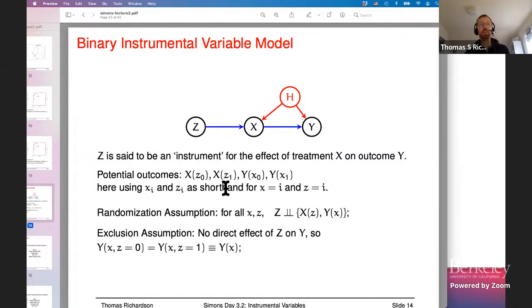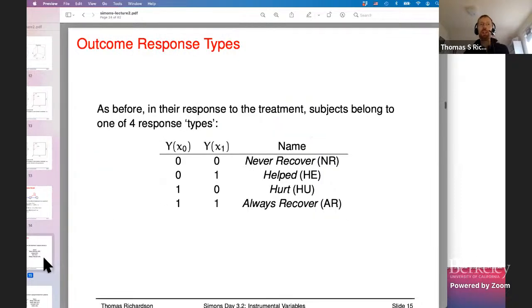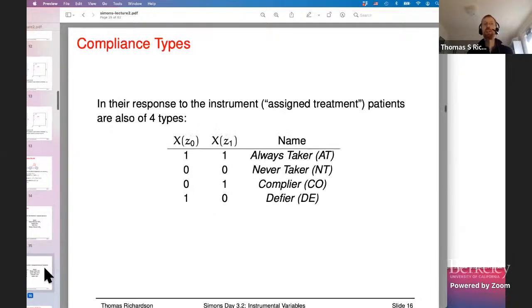So these are the assumptions that we put into our model. These are the types that we saw before relating X to Y, but in addition, we now have four other types relating Z to X. So we have the always takers, never takers, compliers, and defiers.